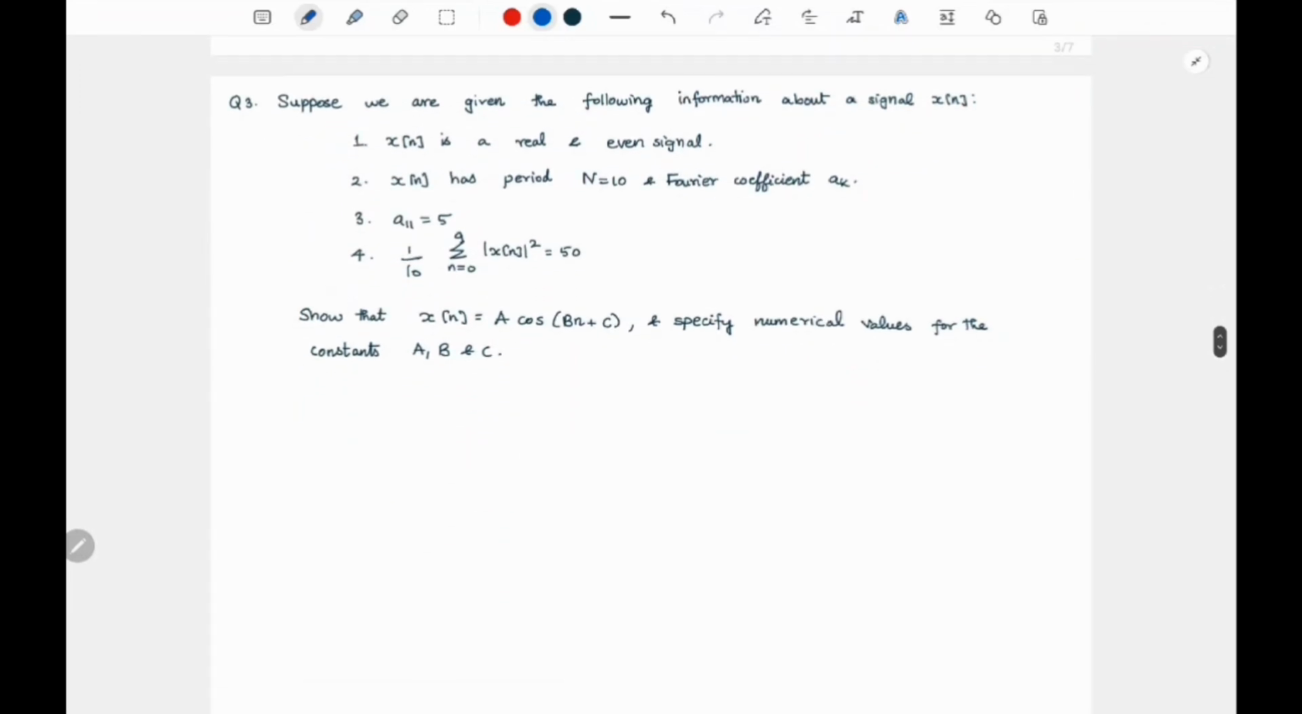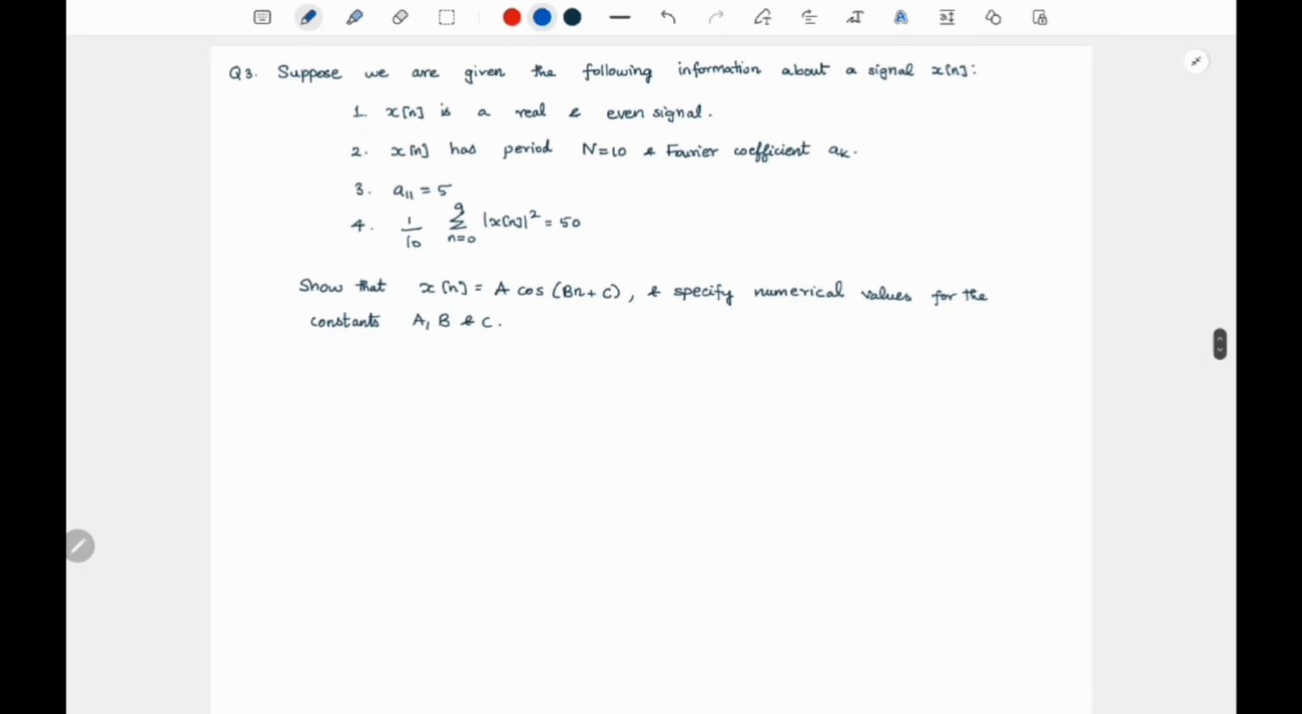Suppose we are given the following information about the signal x of n. So x of n is a real and even signal. x of n has period N equal to 10 and Fourier coefficients ak, and a11 equal to 5, and 1 by 10 summation n equal to 0 to 9, mod x of n whole square equal to 50. Show that x of n equal to A cos Bn plus C, and specify numerical values for the constants A, B and C. So we need to find x of n first. So let us use the given information.